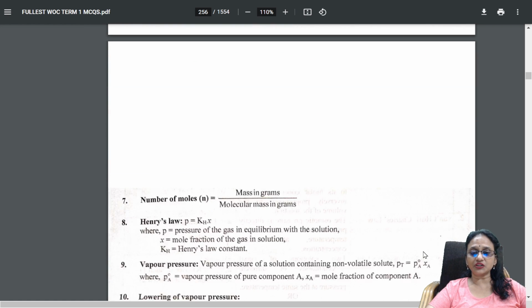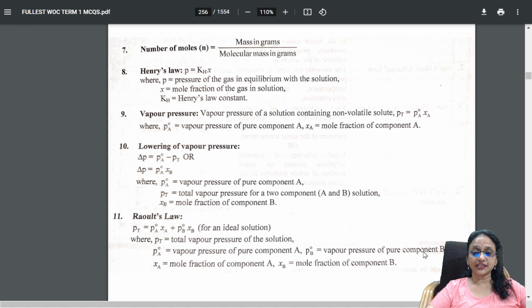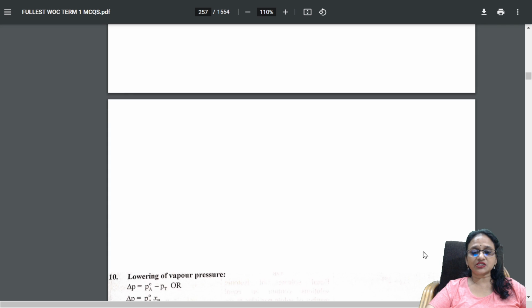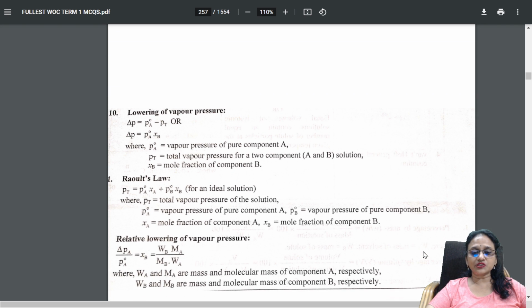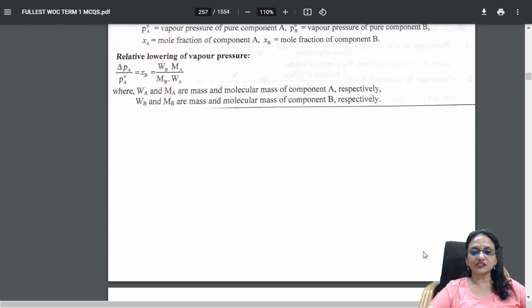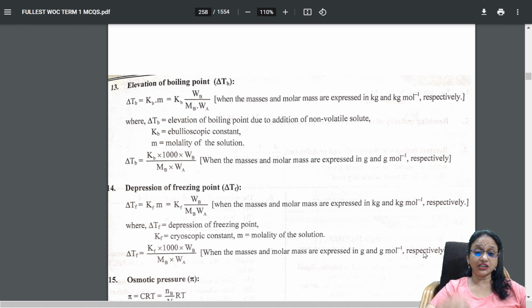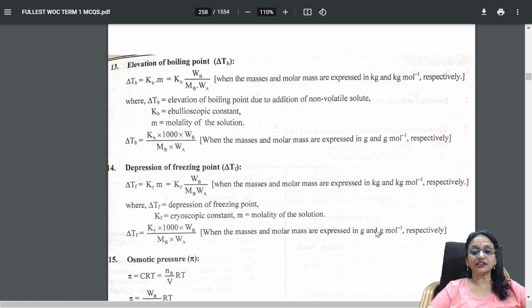After this, gradually we go into the next one, that's the calculation of the number of moles. Then colligative properties, RLVP, relative lowering of vapor pressure. Raoult's law formula is also here. Then the elevation of boiling point formula, the depression of freezing point formula, and the osmotic pressure formula. Units are also mentioned everywhere. Please note it and learn it.